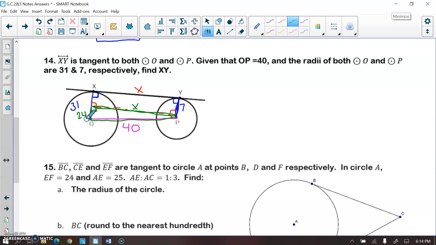Again, not drawn to scale. So in this green right triangle, the x and the 24 are the legs. So I'm going to do x squared plus 24 squared, and that would equal my hypotenuse of 40 squared. So I have x squared plus 576 is equal to 1600.